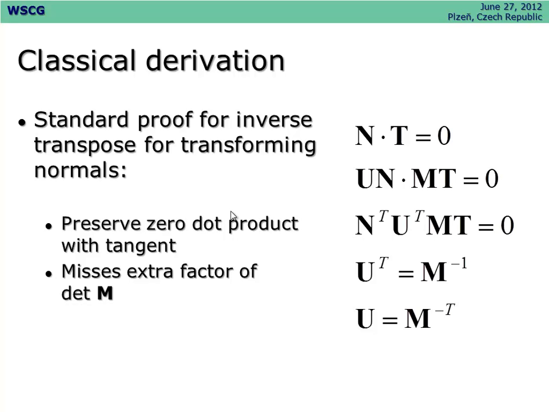And we rewrite this dot product in terms of matrix products by transposing the term on the left. And then since we have this U transpose times M in the middle, we just come to the conclusion that, hey, if U transpose was equal to M inverse, then that would just cancel out. And we would end up with N dot T again, which we know is zero. So, okay, we just conclude that U must be M inverse transpose. But all this does is prove that it works when you're trying to preserve a zero dot product. It doesn't include the extra determinant M that works in general.